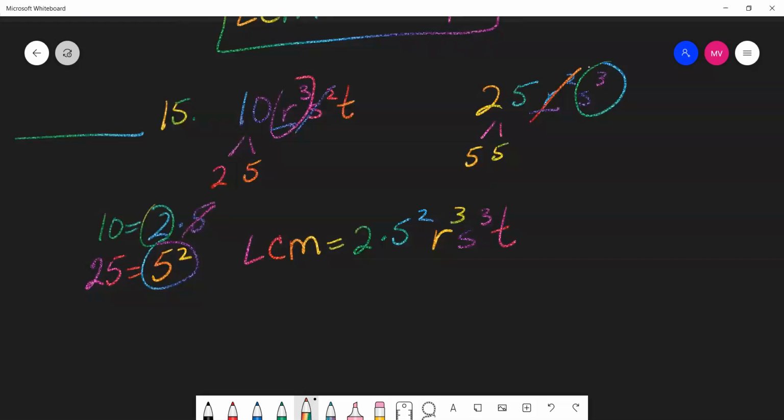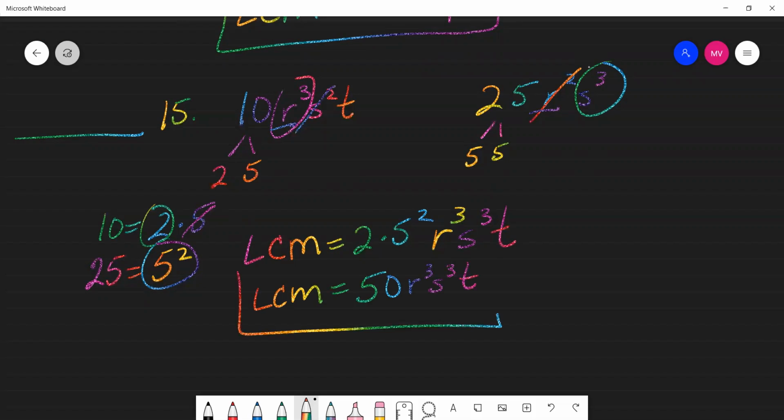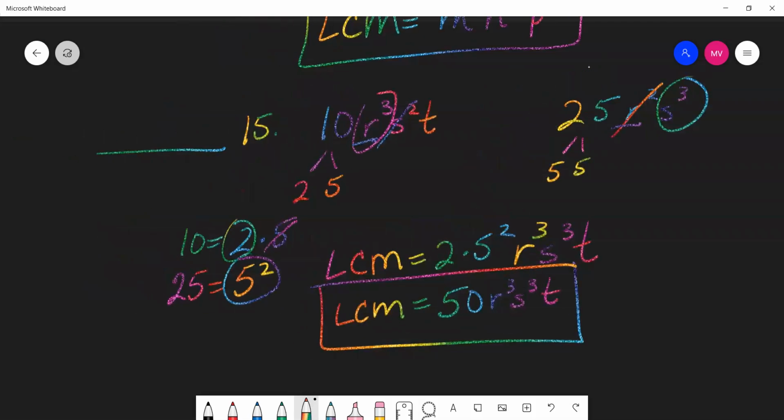All right, so go ahead and simplify by solving your coefficient, and you find out that your least common multiple is 2 times 5 squared, which is 2 times 25, so 50 r cubed s cubed t. Okay, and that's it.